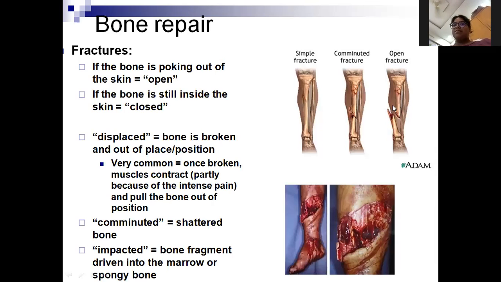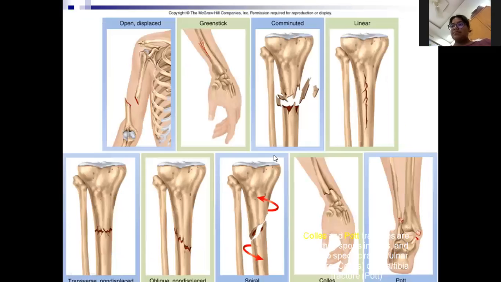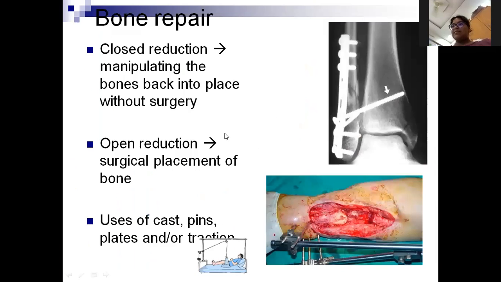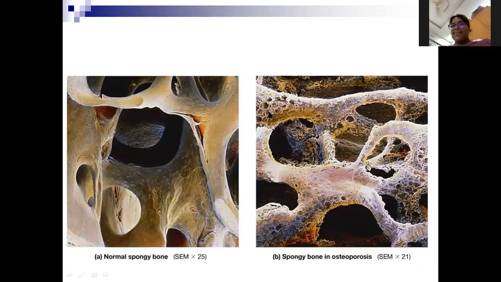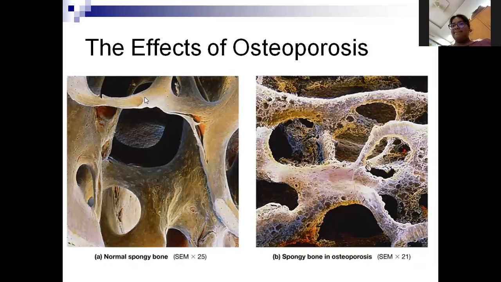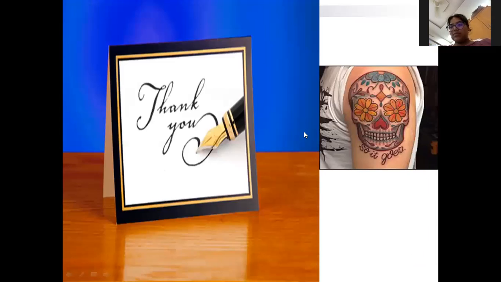So we have certain fractures with bones. There are different types of bone repairs making use of certain splints. Fracture healing and all is not required. See, you can see this is the normal bone and this is the osteoporotic bone, where so many pores are seen.